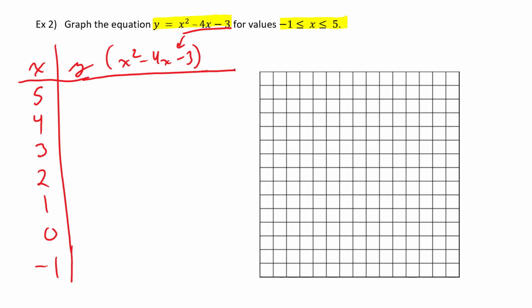Substitute in what x is equal to, solve for y, get your set of ordered pairs. Create the proper axes on your graph, plot your set of ordered pairs, your data points, and then connect those data points with a nice smooth curve. Try that now.